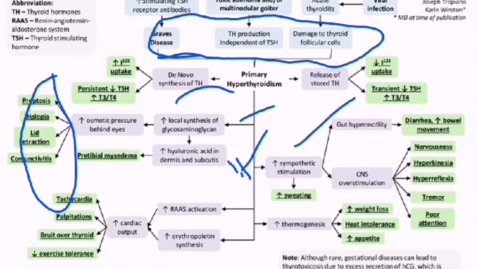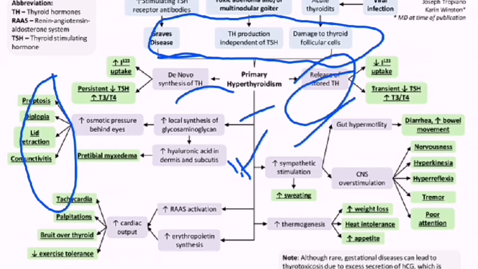And you can see here the increased thermogenesis as well, which increases weight loss, heat intolerance, and increases the appetite. Okay. And another, you can see here the release of the stored thyroid hormone. So decreased uptake and transient decrease in TSH, increased amount of the sympathetic stimulation by the CNS and bowel hypermotility, which may cause diarrhea, increased bowel movement as well.